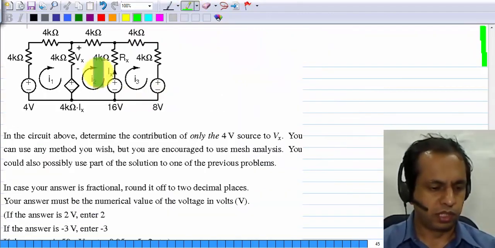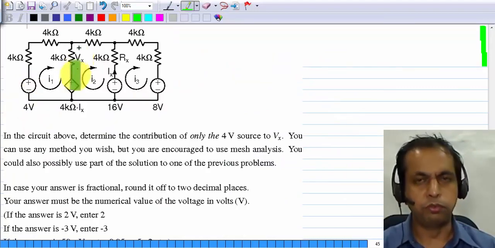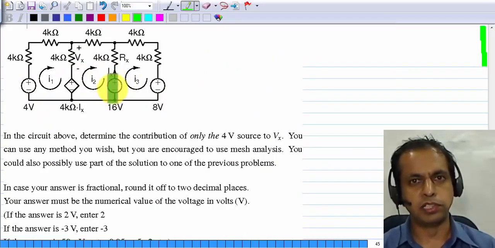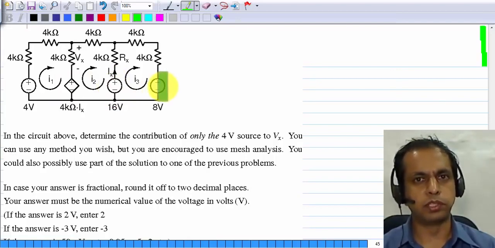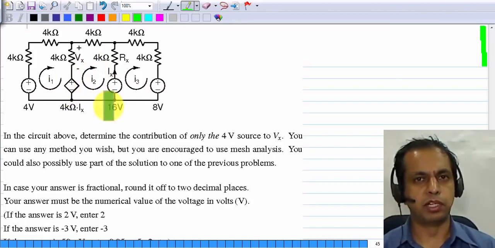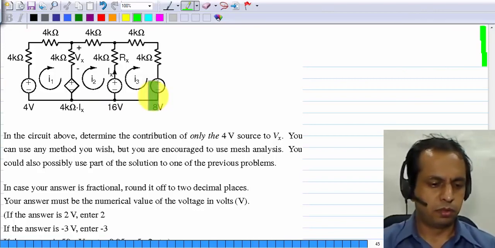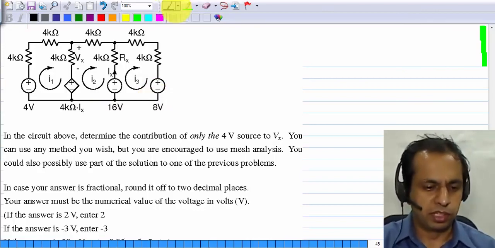In this case, you are asked for the contribution of only the 4 volt source to Vx. Again, you can simply disable these, that is replace the 16 volt voltage source and the 8 volt voltage source with short circuits and do the analysis. But since this whole assignment has been about mesh analysis, you are encouraged to use mesh analysis. So what you do is the following. First, set up the mesh analysis equations.